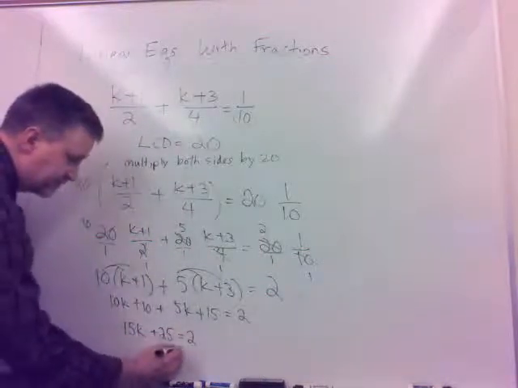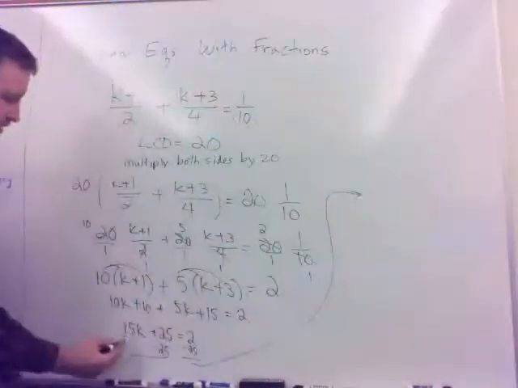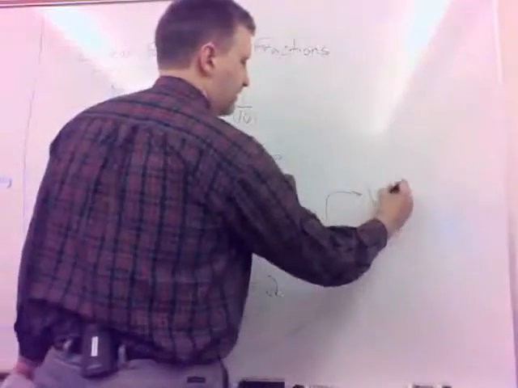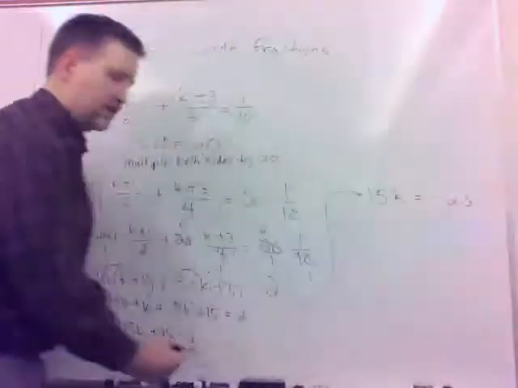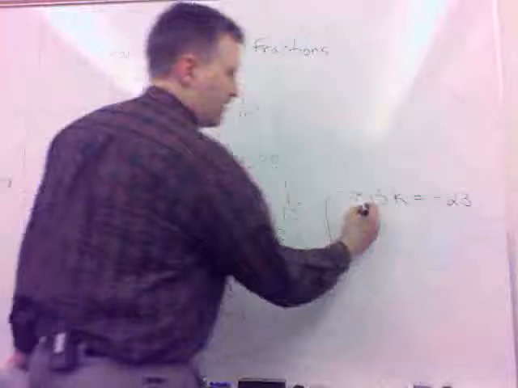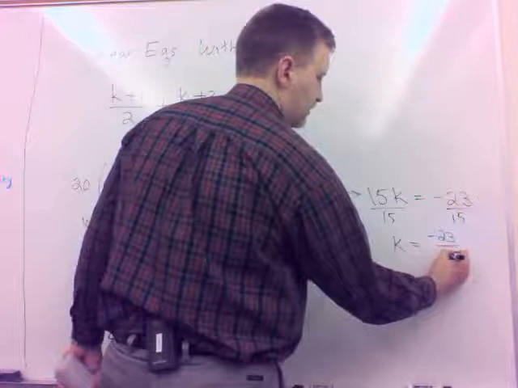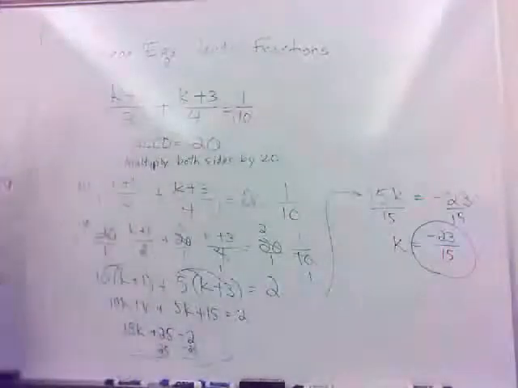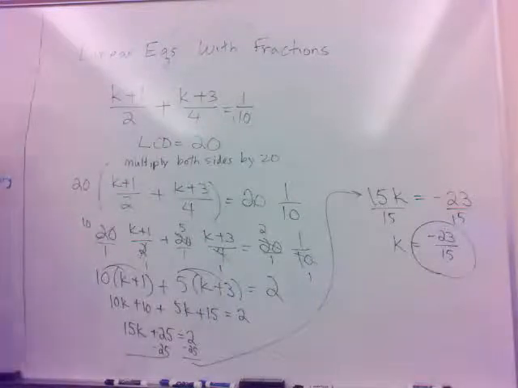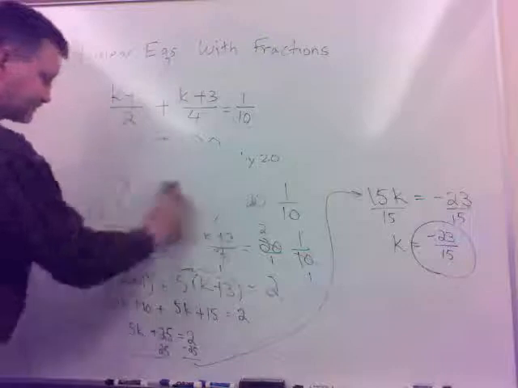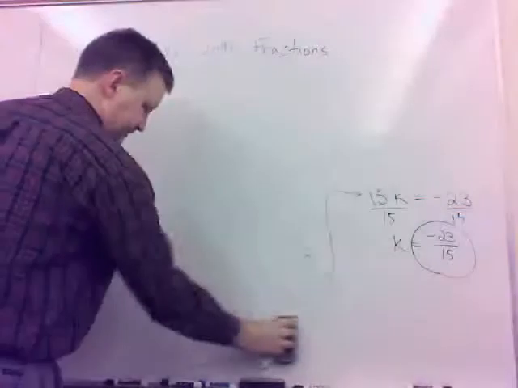Subtract 25. And so I wind up with, on the left side, 15K. And then on the right side, I have negative 23. 2 minus 25. All I have to do is divide off the 15. There's my solution. Okay? All right, well, let me give you another example of that. Works similar in other situations here.